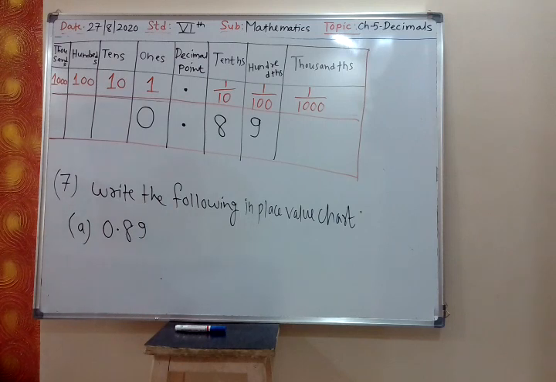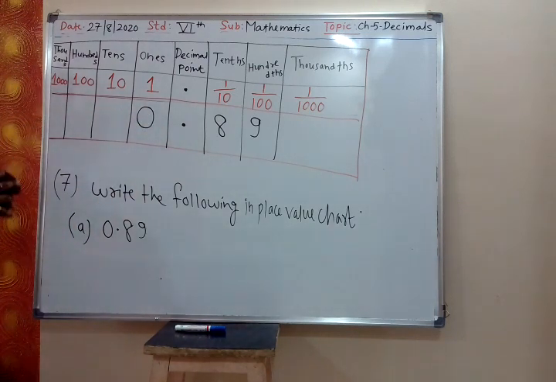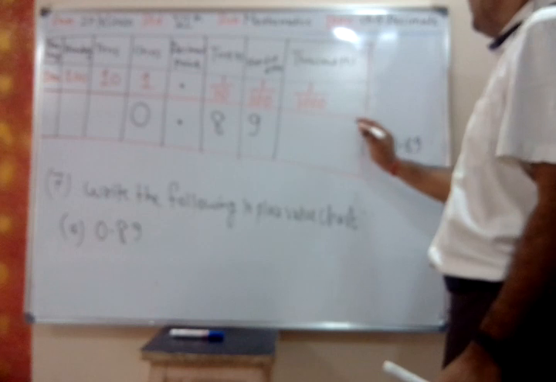Now see here what we will do. We will write all the problems in this chart only. Let me write B. So for this question, on this side you can write A, 0.89, and this is the answer.